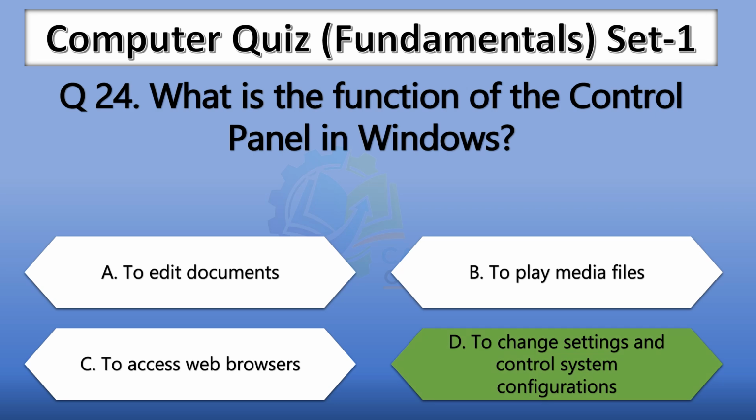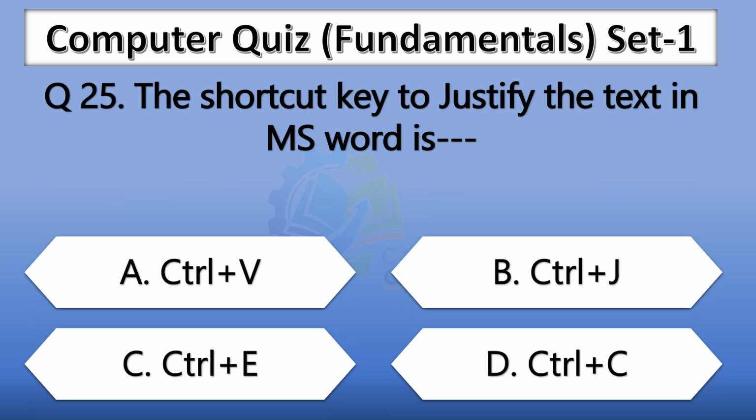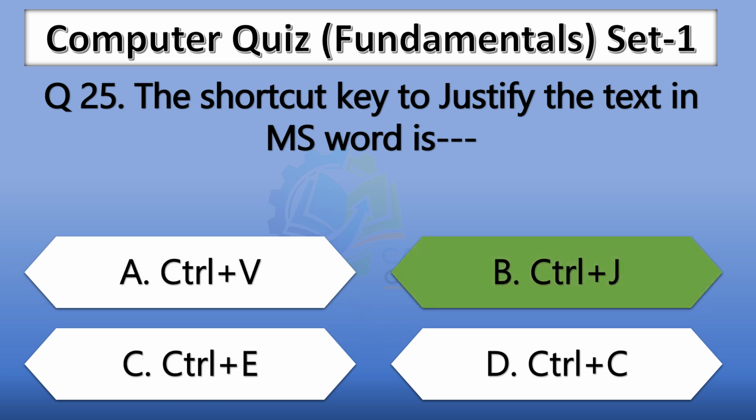The correct option is to change settings and control system configuration. Do you know control panel is a centralized software utility used to view and manipulate system settings? The shortcut key to justify the text in MS Word is Ctrl+V, Ctrl+J, Ctrl+E or Ctrl+C. The correct option is Ctrl+J.